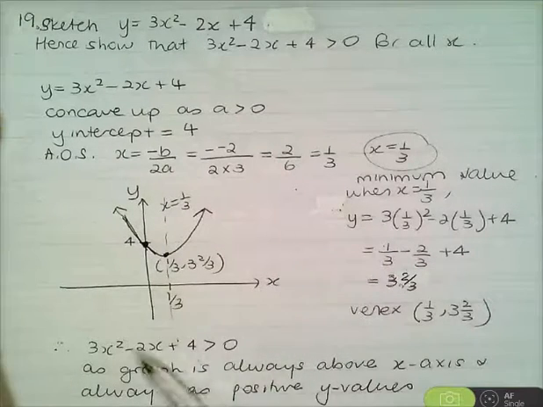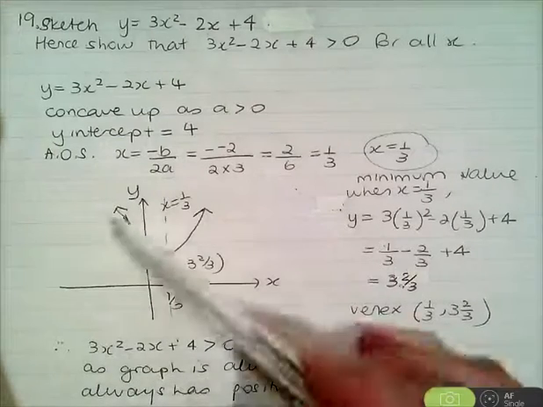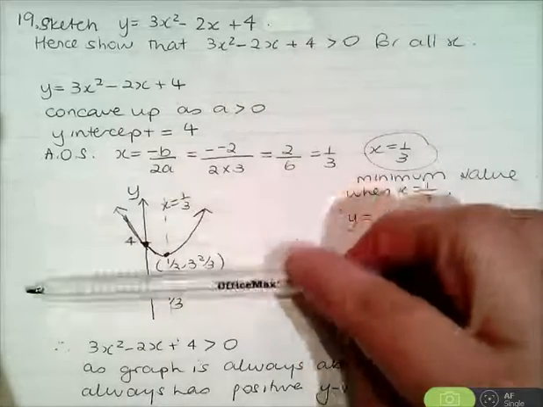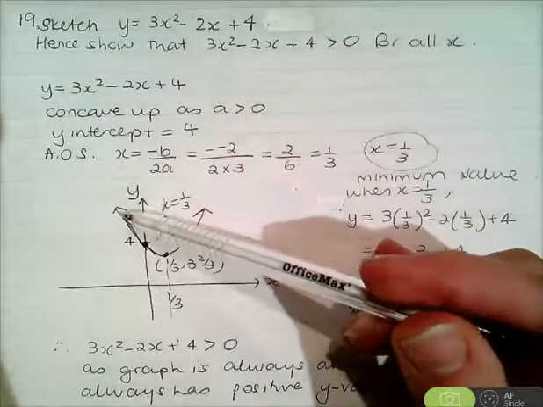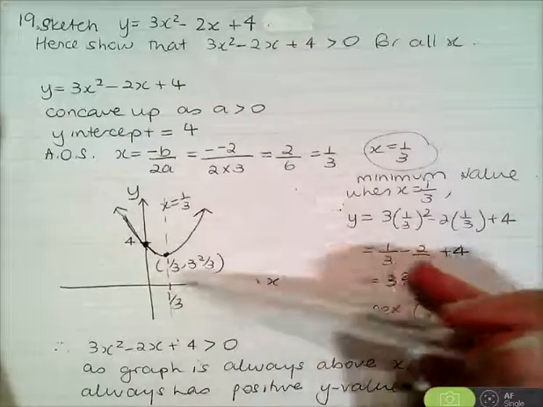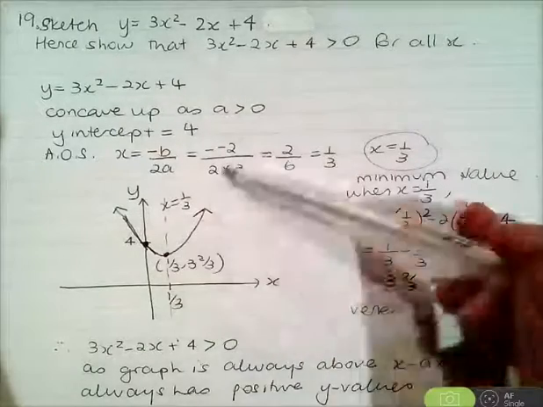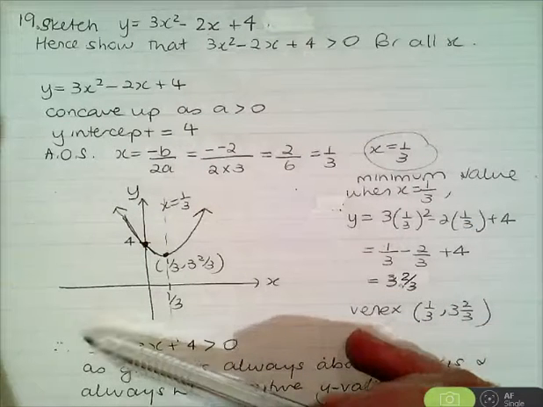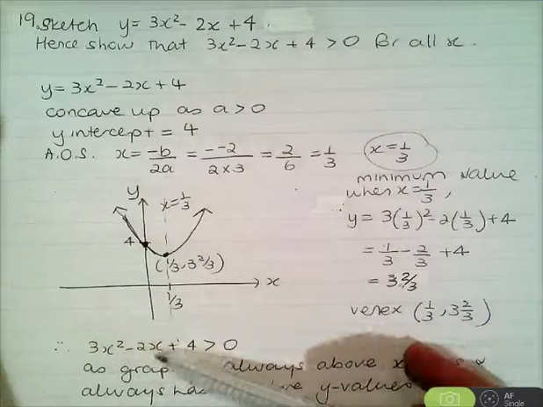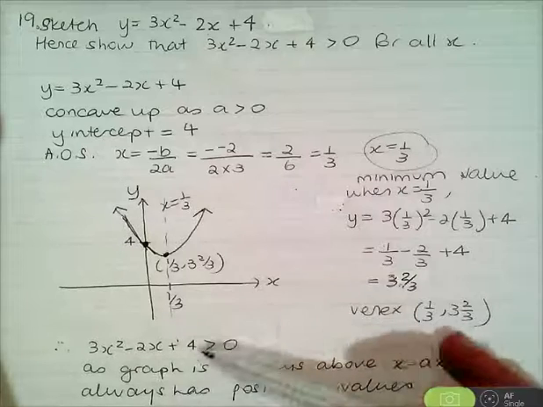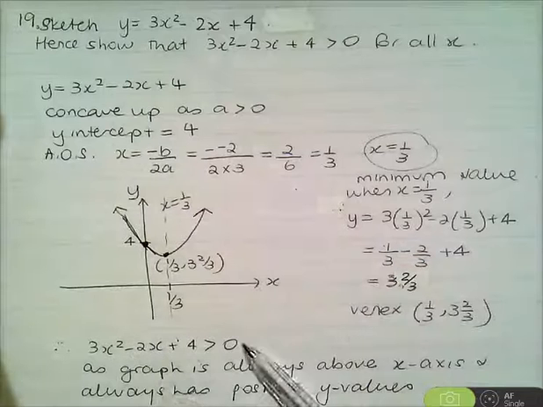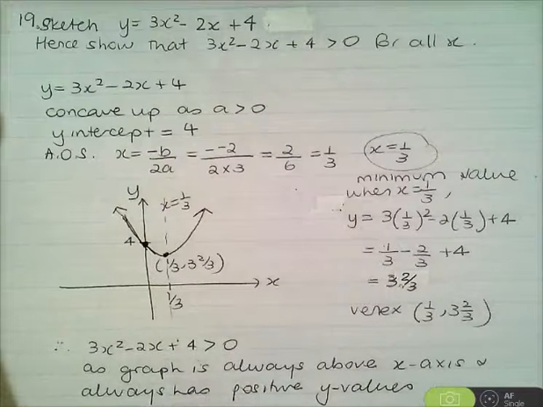Now we can see that this parabola is always greater than 0. See, y equals 0 is the x-axis. So for every value of y, no matter which values of x you substitute along here, you will always get a positive value for y. So therefore, y will be greater than 0 always, because the parabola is y equals 3x squared minus 2x plus 4, then these values of this parabola are always greater than 0. So therefore, this parabola is always greater than 0 because the graph is always above the x-axis and always has positive y values.